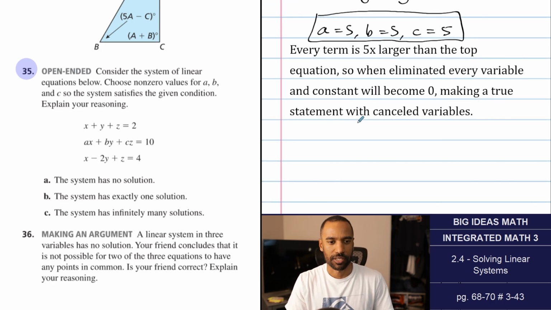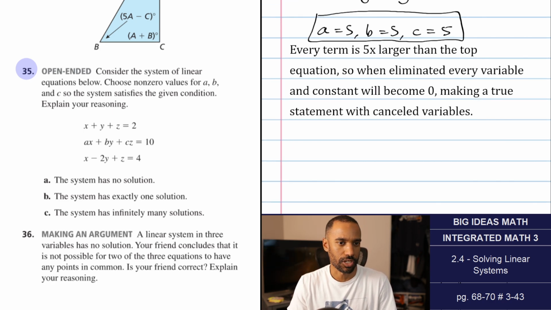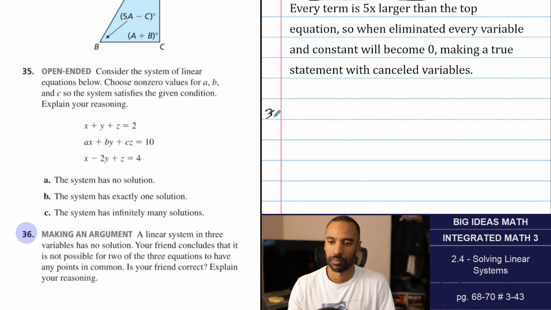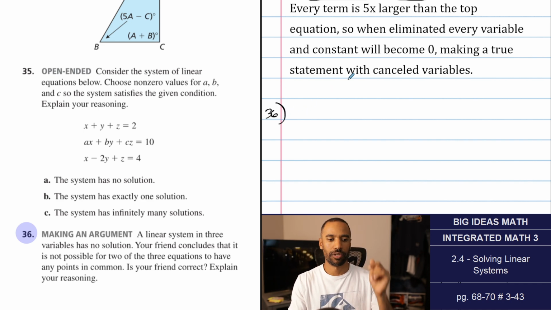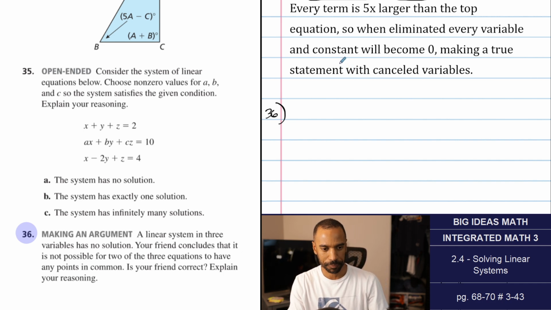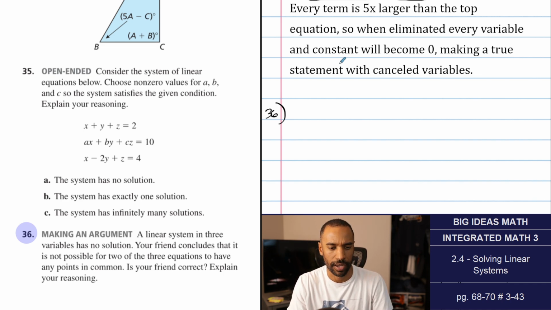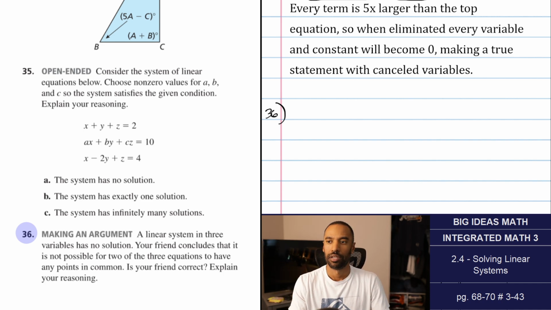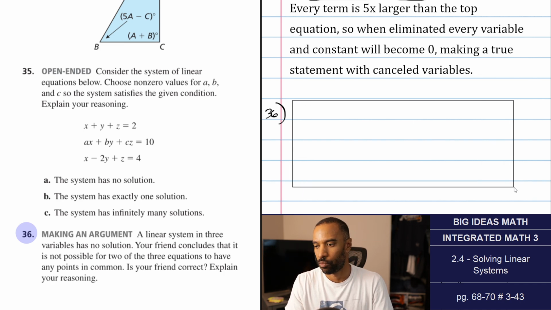All right, number 36. Making an argument. Is this a your friend thing? A linear system in 3 variables has no solution. Your friend concludes it's not possible for 2 of the 3 equations to have any points in common. Is your friend correct? Explain your reasoning. Your friend is not correct. I think it's the 3rd time in a row your friend's not correct here. 2 of the 3 equations can have points in common, but not all 3 have points in common. So my friend, once again, is incorrect.